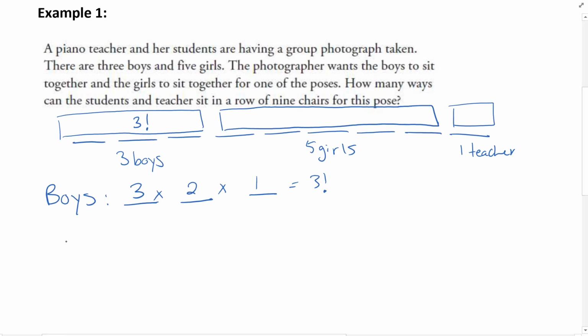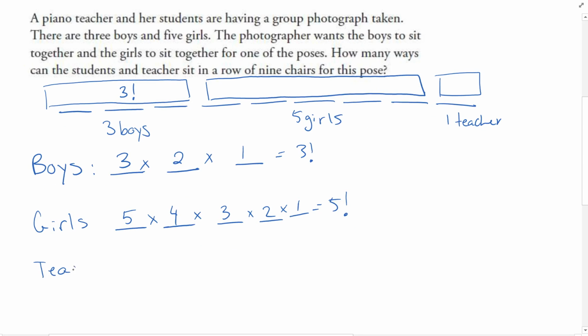Now, if you look at the girls, same idea. Within those 5 spots, any of the 5 could sit here. Once that person sits down, 4, then 3, then 2, then 1. And that would be the same as 5 factorial. And then the teacher, well, there's only 1 teacher, so there's only 1 way for the teacher to sit there. So this would be 5 factorial, and this would be 1. And at that point, you kind of feel like you're done. I've done all the math, I've done all the work, and that's fine.